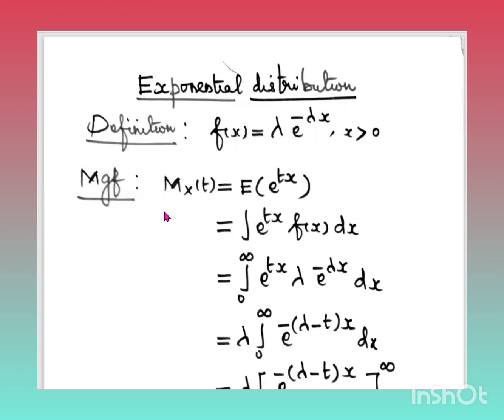So the moment generating function Mx of t is equal to the expectation of e power tx. The exponential distribution is a continuous distribution, so it is the integral of e power tx f of x dx, over the limit x greater than 0. That's why we are taking lower limit 0, upper limit infinity: e power tx times lambda e power minus lambda x dx.